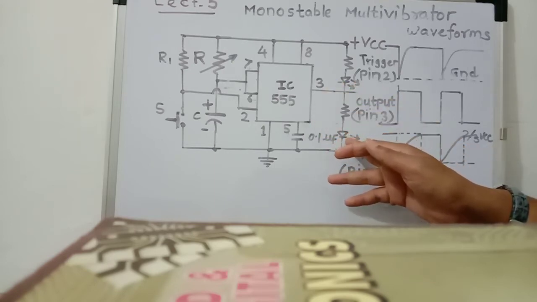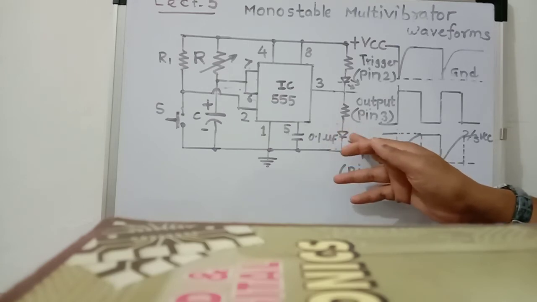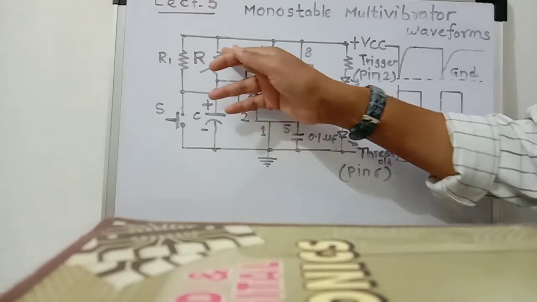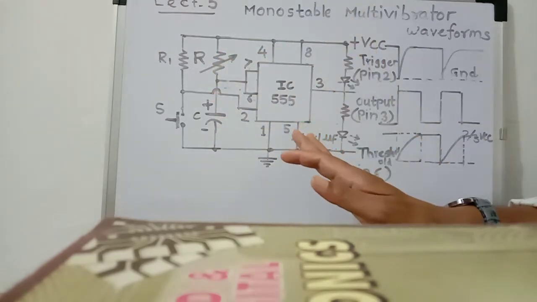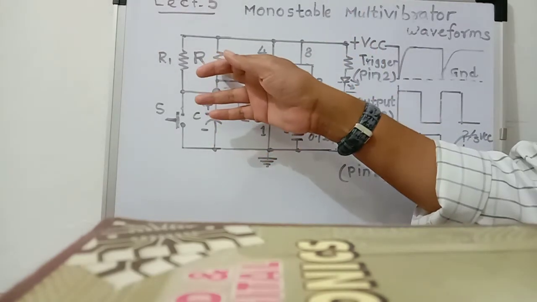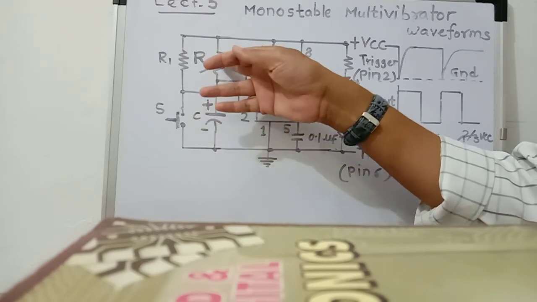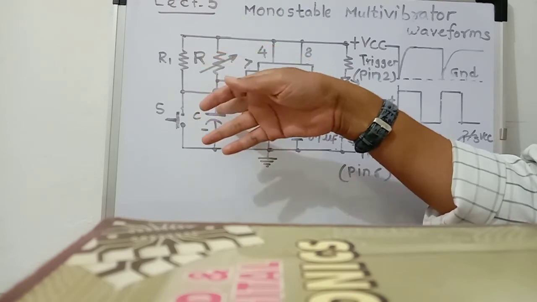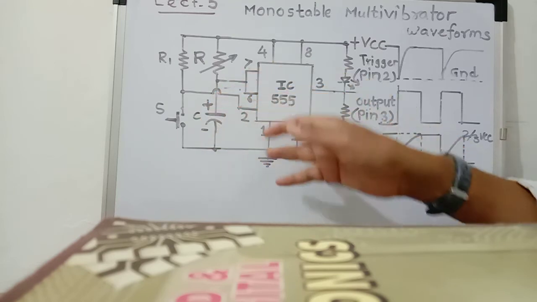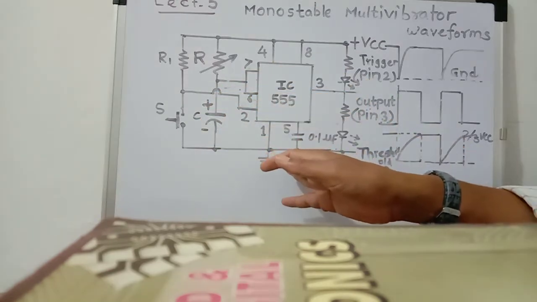Now the on time of the LED, that is the time for which this LED is on, depends upon the RC time constant. If R is large, then the capacitor takes a longer time to charge and to reach up to two-third VCC.